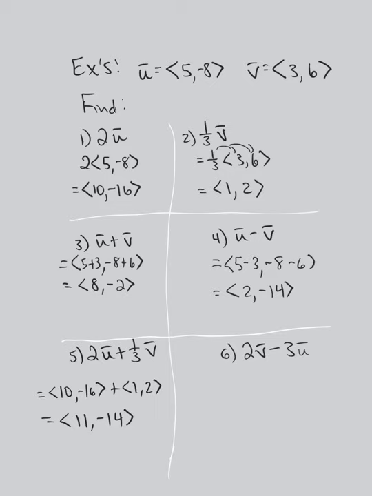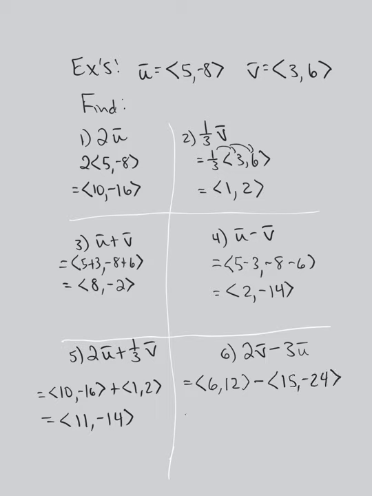Problem 6 here is similar, except that I don't already have 2v and 3u computed. I'm sorry, I said that backwards. We're doing 2v minus 3u, so we're going to be careful here. I need to multiply the coordinates of v times 2, and so I get 6, 12. And then I'm subtracting, so I need to multiply the coordinates of u times 3. That's going to be 15, -24.